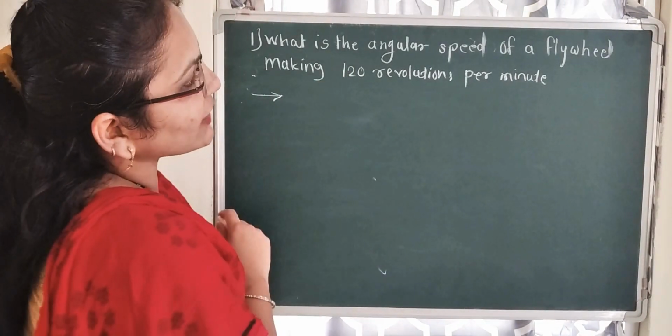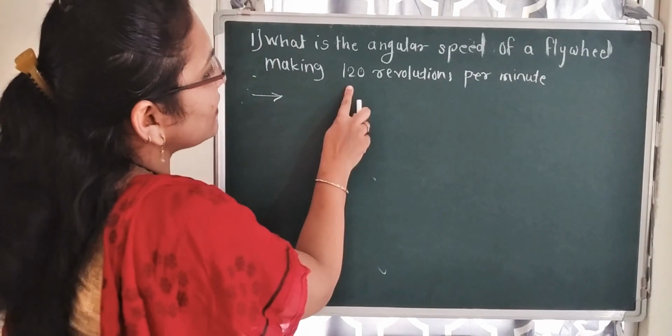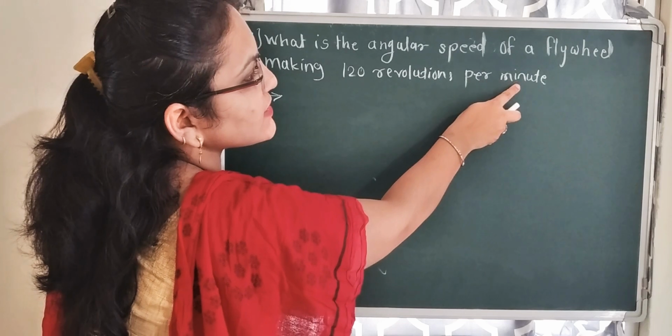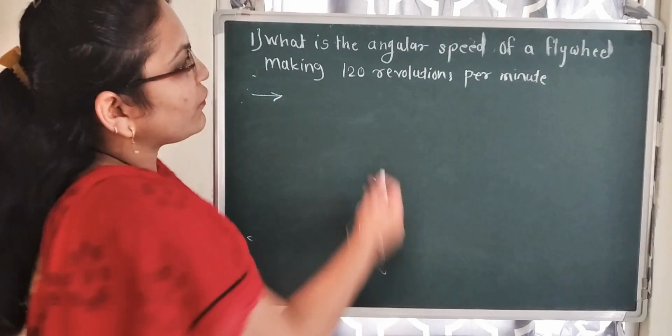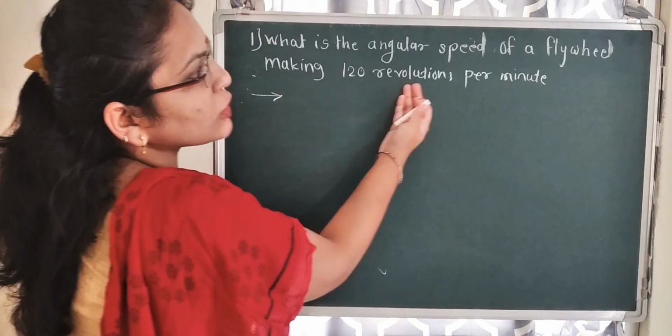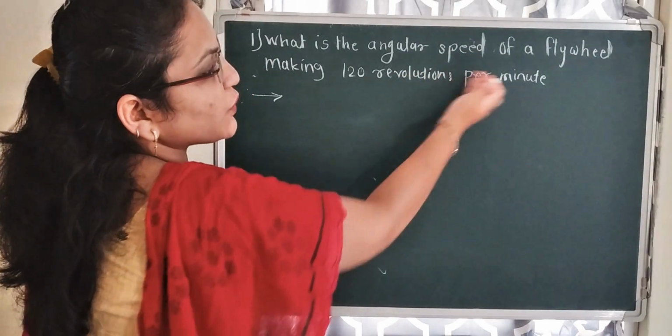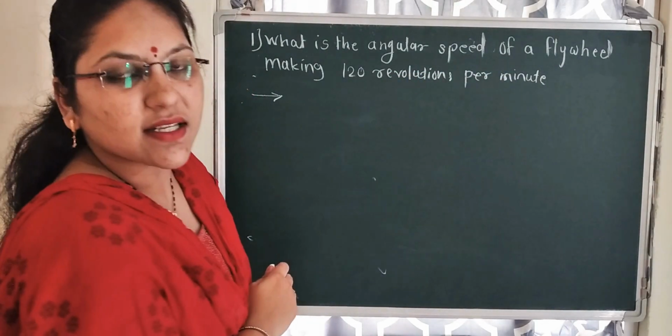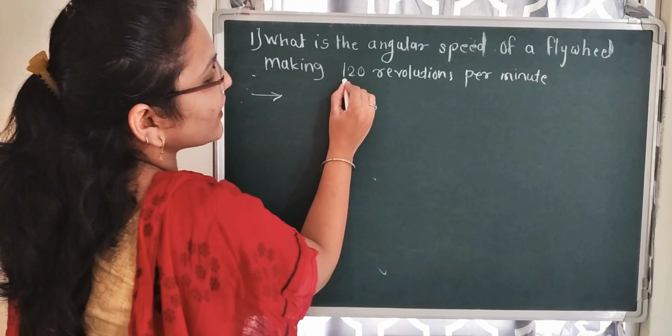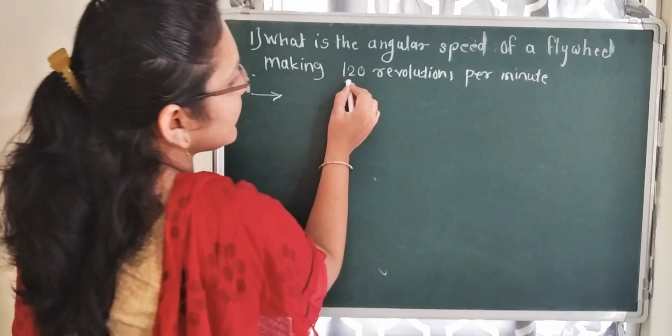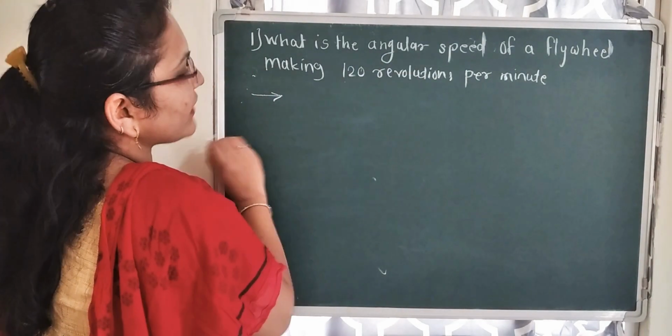Here there is the first example. What is the angular speed, symbol omega, of a flywheel making 120 revolutions per minute? What is given here? 120 revolutions per minute. Which quantity is this? Revolutions per minute, this unit indicates frequency. So this 120 revolutions per minute is the frequency of the flywheel.